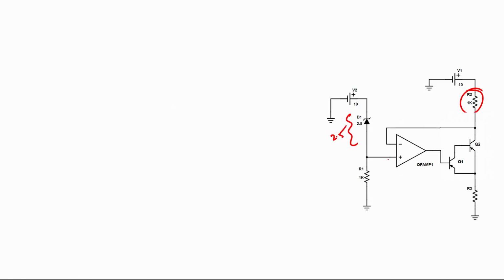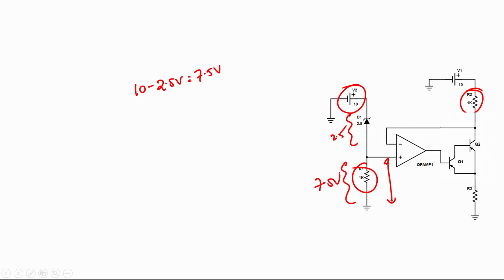Now, what will be the voltage across the positive terminal? The positive terminal is connected to the R1 resistor, and the input voltage we applied is 10 volts. As a result, 10 minus 2.5, since energy can neither be created nor destroyed, is 7.5 volts across this R1 resistor. So that means the voltage across the positive terminal is 7.5 volts.